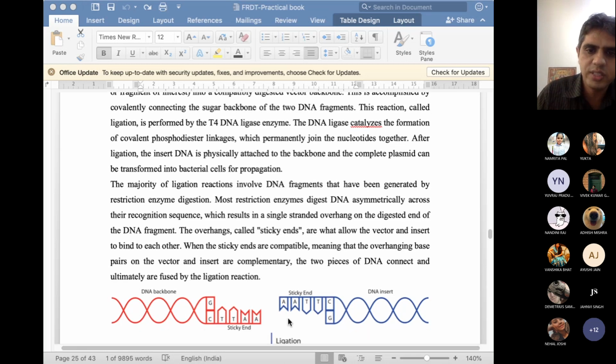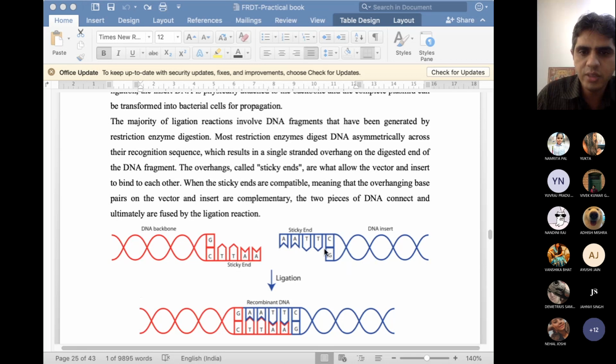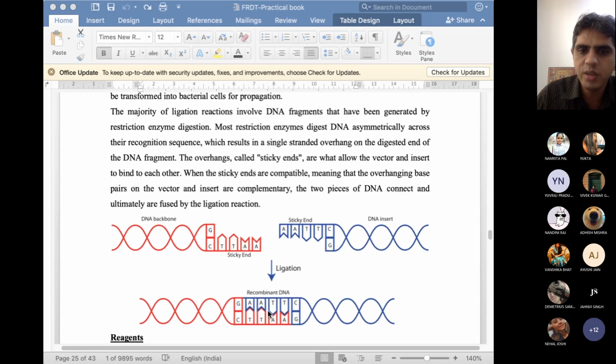So you are connecting by ligation. How is it done? You can see blue and red, two fragments are there. Overhang one and its complement are there, TT, AA, TT, AA. So they will pair, pairing will combine them, and ligation will join them.